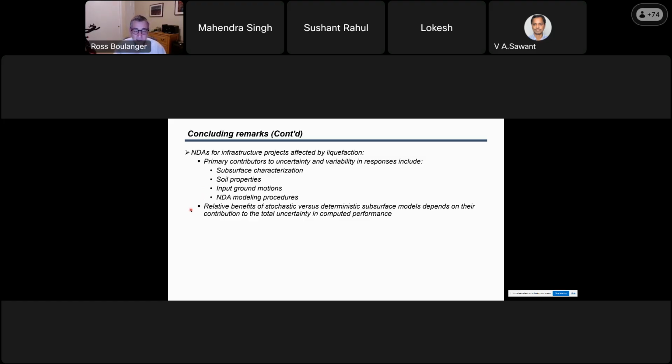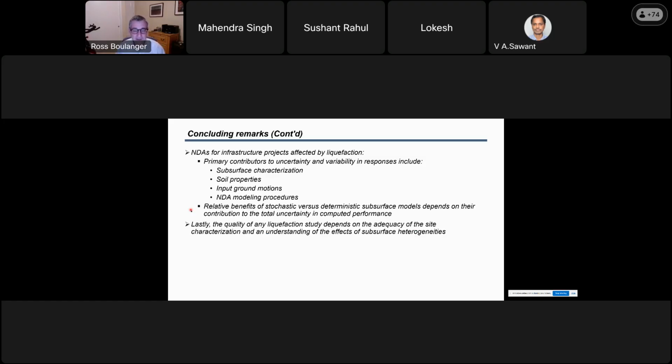In the end, the relative benefits of doing a stochastic model versus a deterministic model really depend on how they contribute to the total uncertainty in the computed performance and how that would influence your decisions. There are a lot of cases where it's not necessary to look at stochastic properties to reach a good engineering decision, but there are other times it could be very valuable for you.